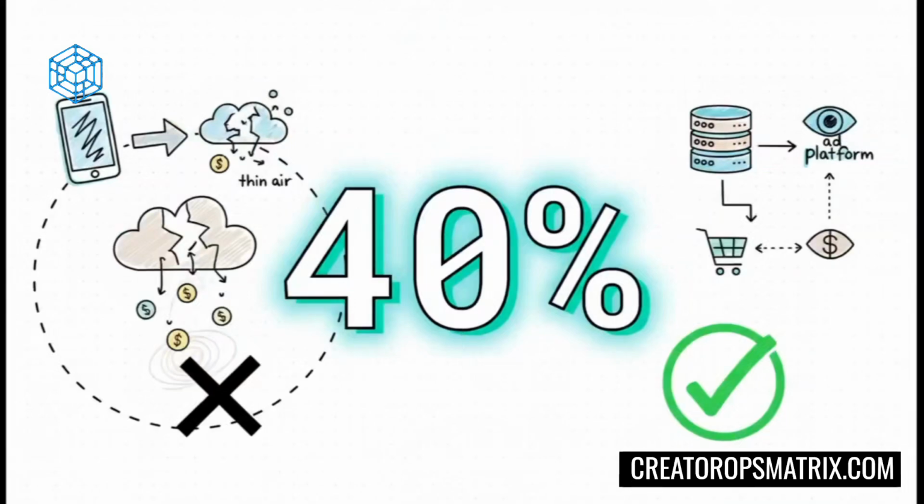Okay, let's dive right into this. 40%. That is the staggering amount of ad data, your actual hard-earned purchase data, that you could be bleeding right now. Up to 40% of your mobile traffic attribution is literally just vanishing into thin air. You're paying for those clicks, right? You're paying for the conversions, but your ad platform is completely blind to them.